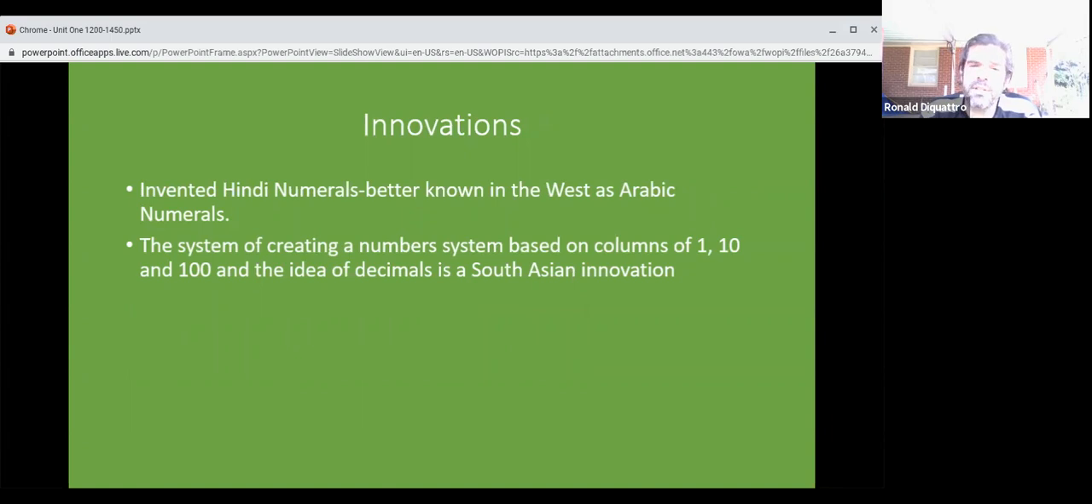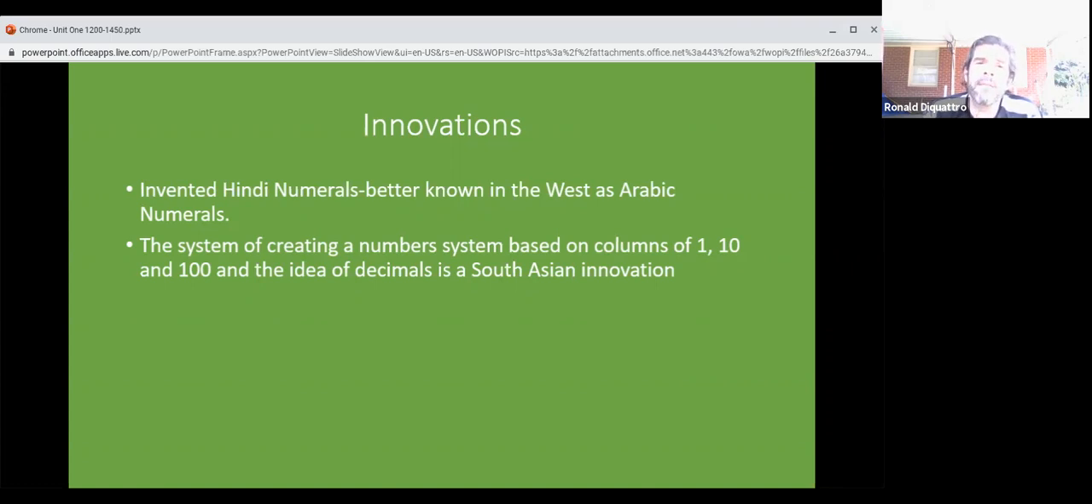Innovations. South Asia is an incredibly innovative place. I want to focus on their innovations in mathematics. Their number one innovation that we use even today is the number system we use, originally called Hindu numerals. We in the West call them Arabic numerals because Arabs got them from South Asia, and then Western Europe got them from the Middle East. So people in Western Europe got it from the Arab world, so they called them Arabic numerals. The Arab world did not create this. This was something that spread to Islam. It was created in South Asia.